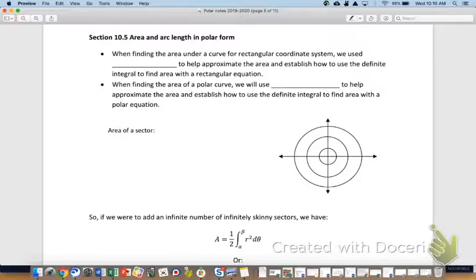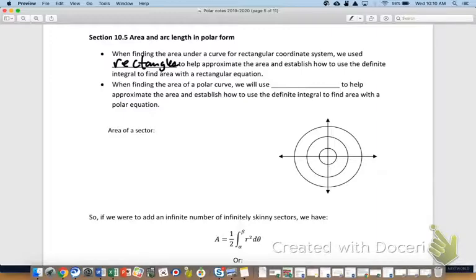Okay. So if we think back to what we used to do, we used to use those rectangles to help us approximate areas, and that was kind of our basis for finding the exact area under a curve. We're actually just doing this right now in AB.